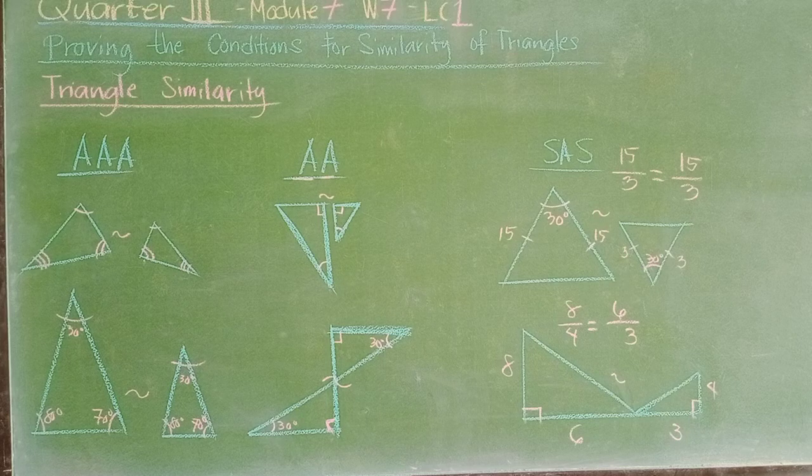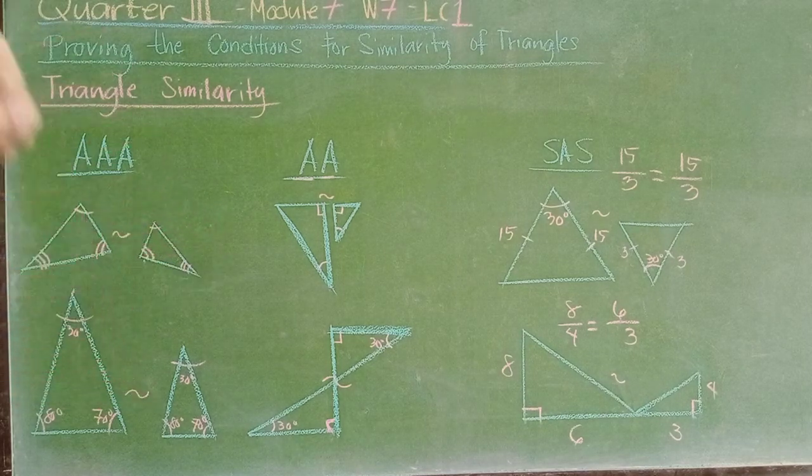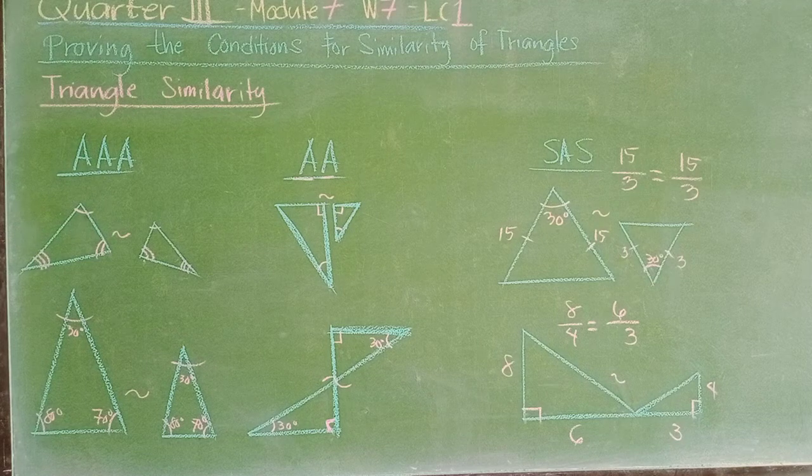So, for the AAA postulate, kailangan mo ng tatlong given na angle na congruent. For the AA theorem, kailangan mo ng dalawang given na angle na congruent. For SAS, kailangan mo ng isang angle na congruent tapos dalawang side na proportional, para ma-consider mo na yung dalawang triangle ay similar triangles.